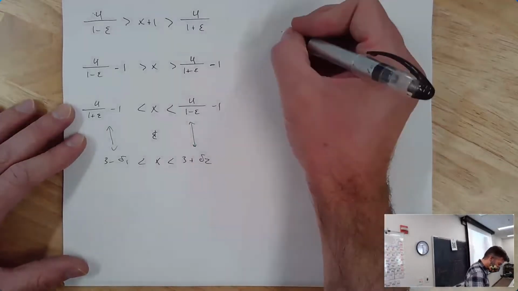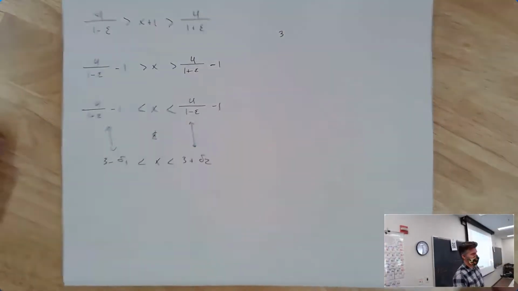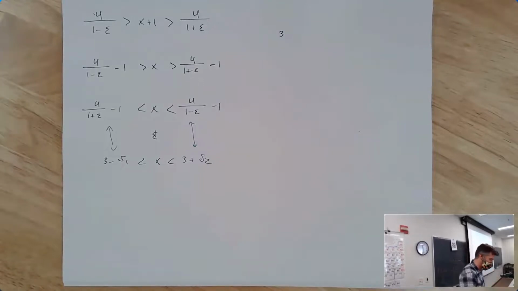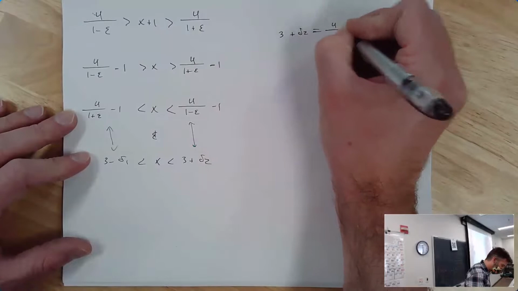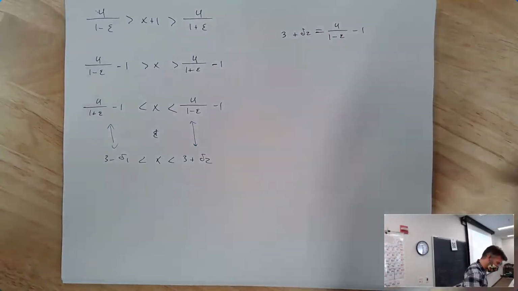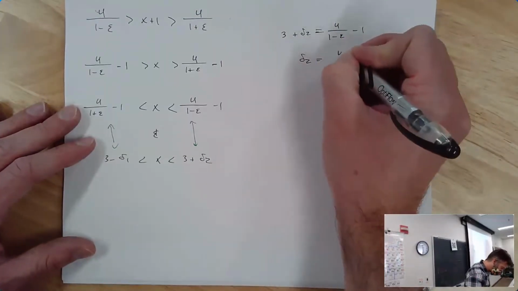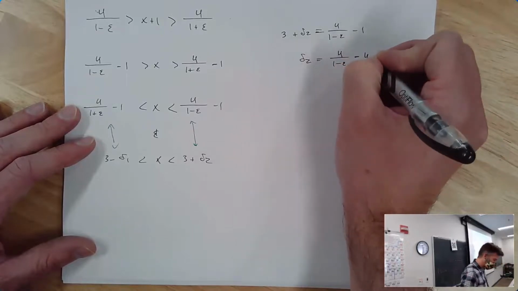Okay, so 3. It's not as bad as I'm making out to be. Solving for delta 2 here is not hard. 3 plus delta 2 equals 4 over 1 minus epsilon minus 1. Subtract 3. Delta 2 is 4 over 1 minus epsilon minus 4.